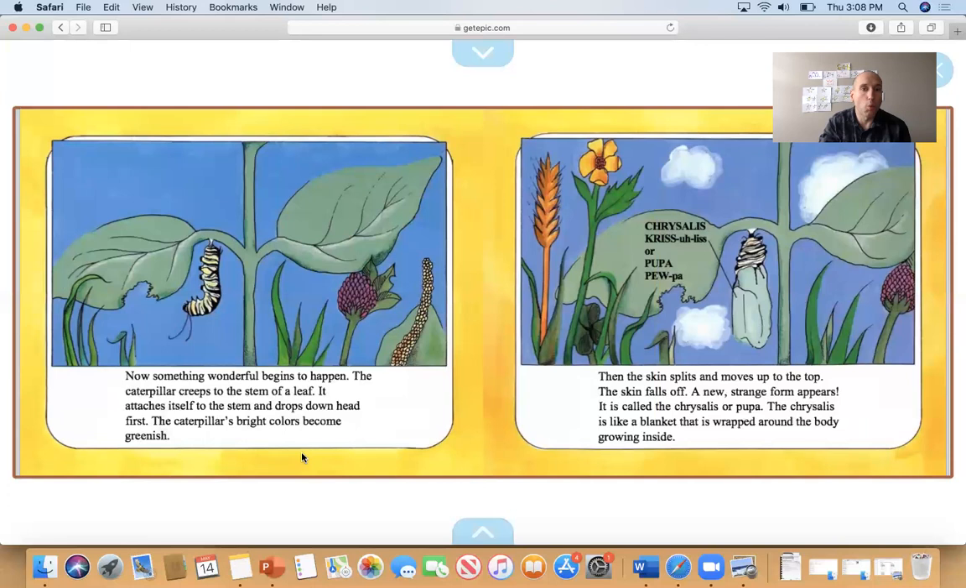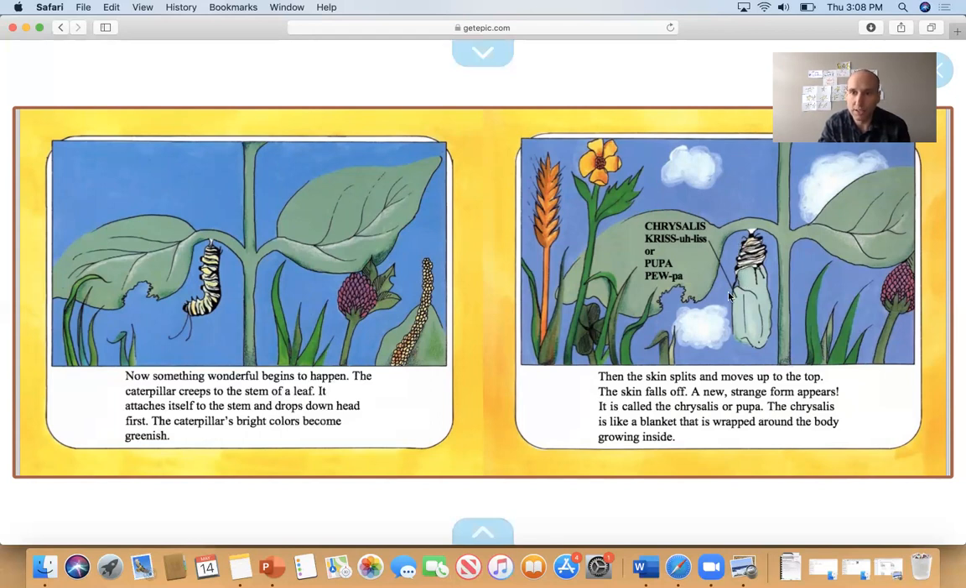Now, something wonderful begins to happen. The caterpillar creeps to the stem of a leaf. It attaches itself to the stem and drops down head first. The caterpillar's bright colors become greenish. Then, the skin splits and moves up to the top. The skin falls off. A new strange form appears. It is called the chrysalis or pupa. The chrysalis is like the blanket that is wrapped around the body, growing inside.